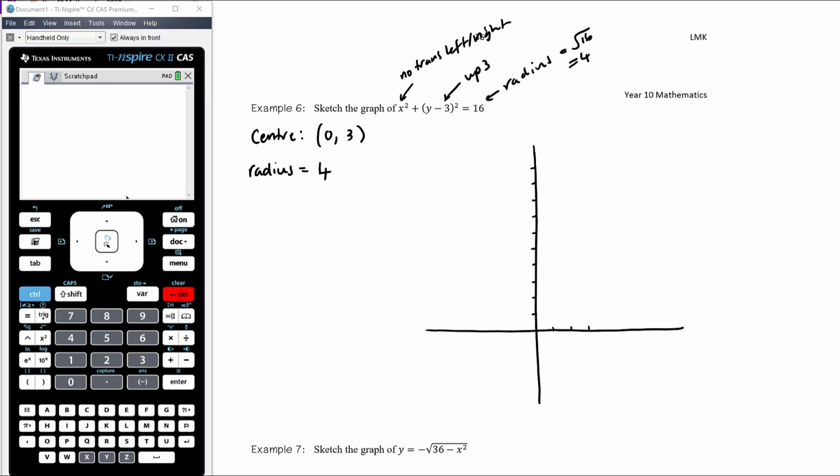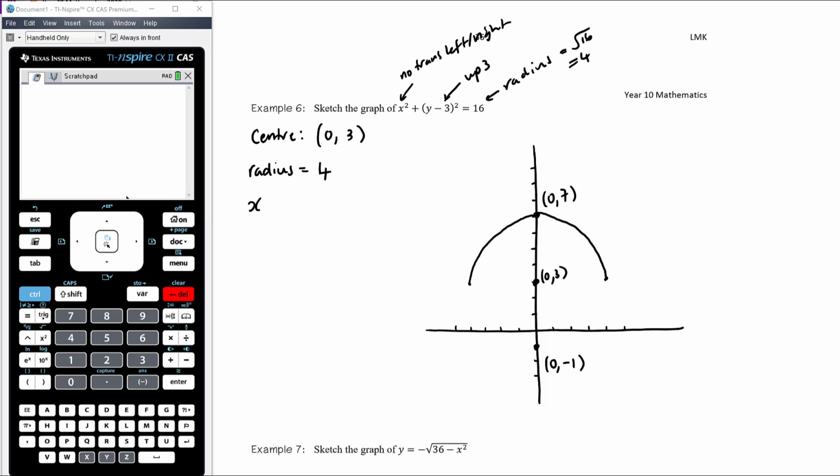Trying to think about it, relatively similar scale on both axes. So centre is at (0, 3), radius is 4. The maximum value is going to be at (0, 7). That's a y-intercept, so we'll mark that in. Centre at (0, 3), and the minimum value is at (0, negative 1). There's my radius of 4. We're then going to come out to the right by 4, out to the left by 4. They're not axis intercepts, so I don't need to mark the coordinates of those points, but I am going to mark those points. And then we're going to calculate my x-intercepts.